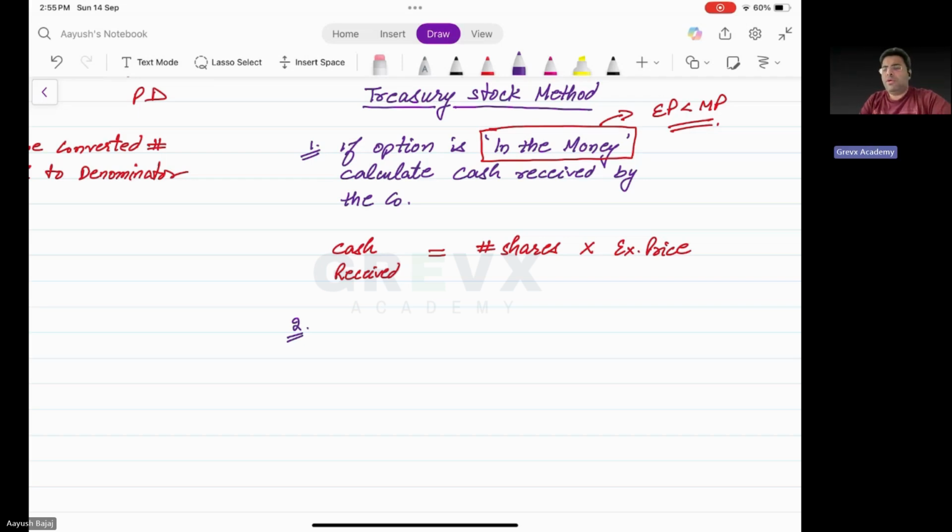Now this treasury stock method says, whatever amount of money will be received by the company, what will the company do with it? The company will buy back the shares from the market at the market price, right? Because if the company starts just giving it out, the control will get diluted. So the company has to maintain the control also. So the company will use this money to buy back the shares from the market.